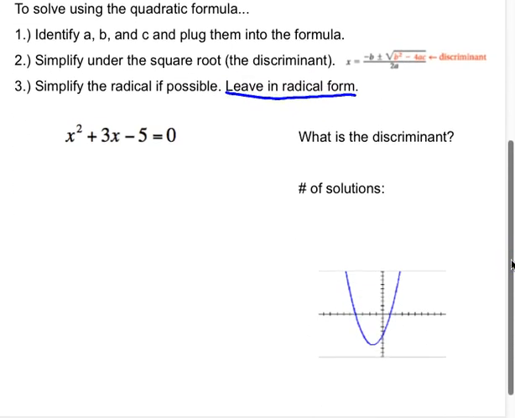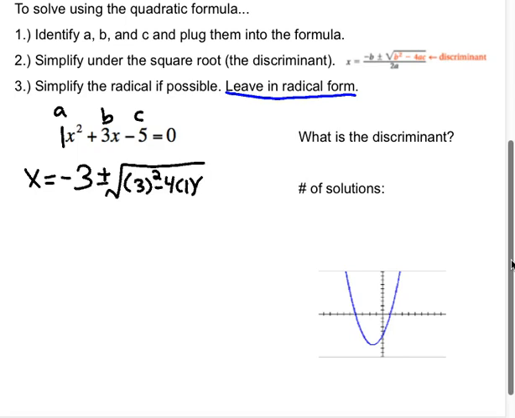Remember, back in Expo, the first thing we would do is label a as 1, b is 3, c is -5. And then, quite honestly, we just plug it into the formula. So negative b plus or minus the square root of b squared minus 4 times a times c, all over 2 times a.